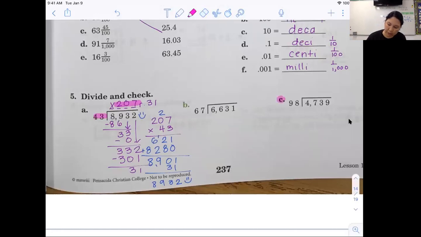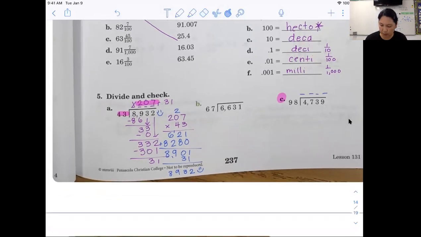So go ahead and do C by yourself. Take your time, go slow, and see what you get, okay? Pause the video so you can practice that one.